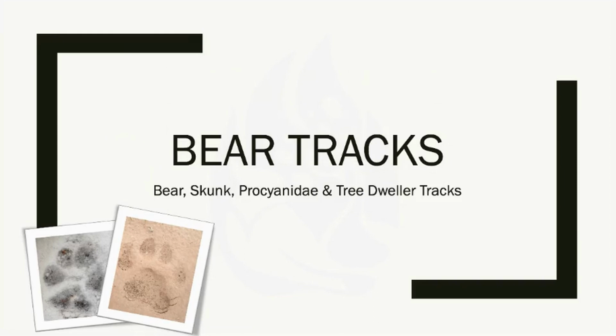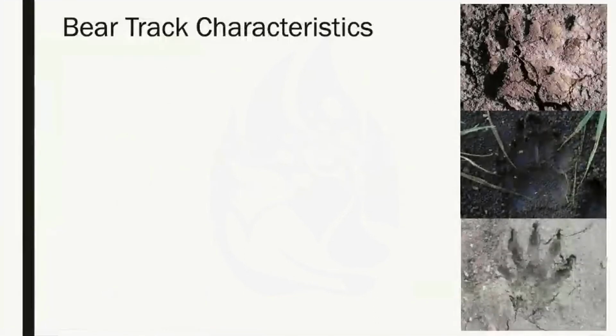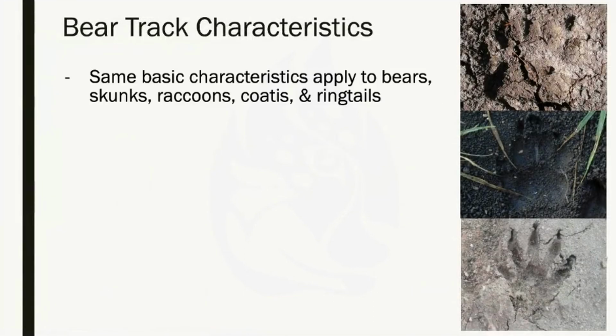When we look at the characteristics of bear tracks, we're going to see that they have generally the same features as these other species we just talked about: skunks, raccoons, coatis, and ringtails. The first thing we're going to note is their tracks are what's called plantigrade. If we look up here, and this may not be the best photo to show this, we have a bear track at the top, a skunk below, and a raccoon below it.